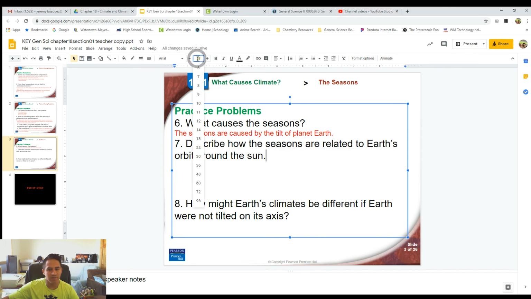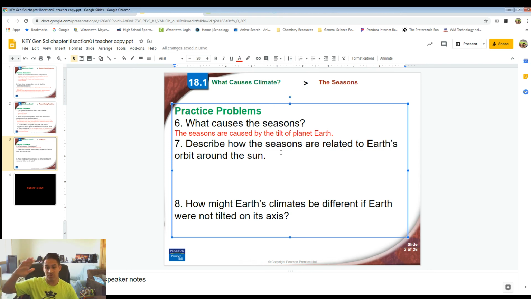Number 7, describe how the seasons are related to Earth's orbit around the sun. Okay, so there are times of the year when, of course, the Earth is tilted towards the sun when it orbits around the sun, and there's times of the year when the Earth is tilted away from the sun as it orbits around the sun. And so the side that is pointing towards the sun will get more energy, and therefore it's summer, and the side that is pointing away from the sun will get less energy, and therefore it's winter.